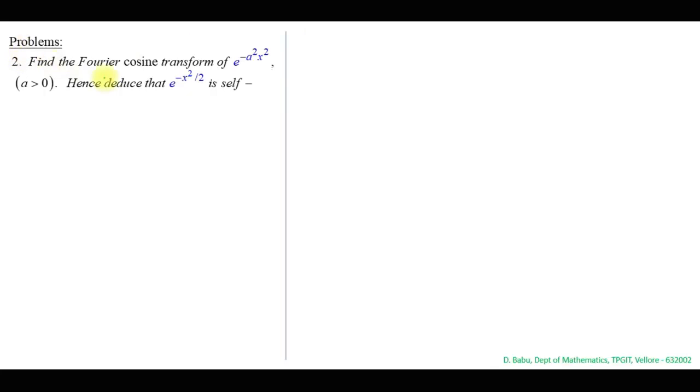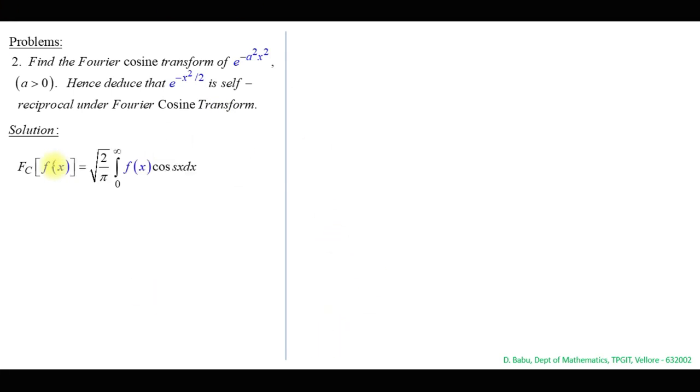Problem number 2. Find the Fourier cosine transform of e power minus a square x square, where a is greater than 0. Hence deduce that e power minus x square by 2 is self-reciprocal under Fourier cosine transform. So what is the difference between the first problem and the second problem? In the first problem they are asking Fourier transform, whereas in the second problem they are asking Fourier cosine transform. So the only difference is that in the first problem we use Fourier transform, and for the second problem we use Fourier cosine transform.